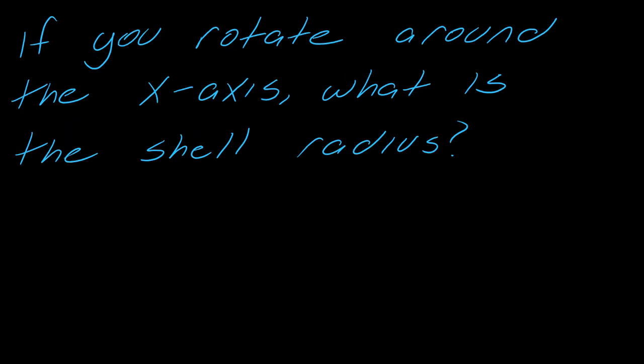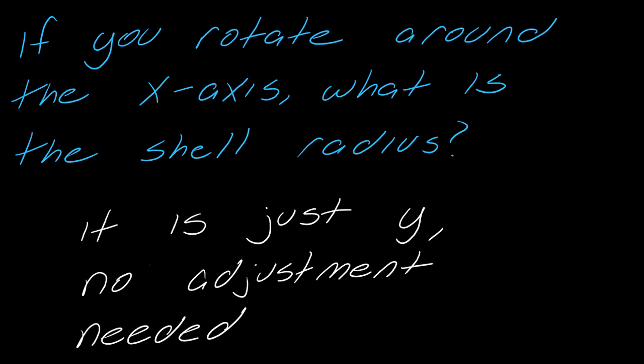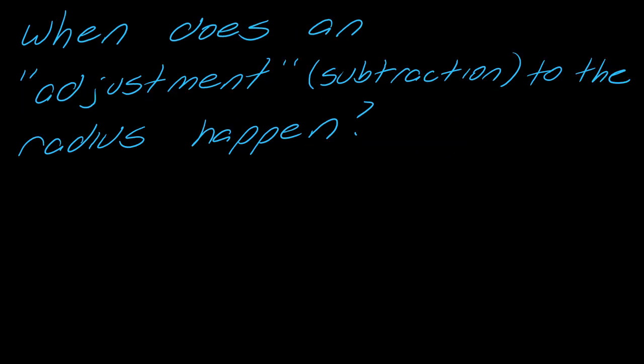Okay, so if you rotate around the x-axis, what is the shell radius in that case? The shell radius is just going to be y, so there's no adjustment needed. When you just rotate about a normal axis, the radius is just y by itself. And if you rotate about the y-axis, then your shell radius will just be x. There's no adjustment needed.